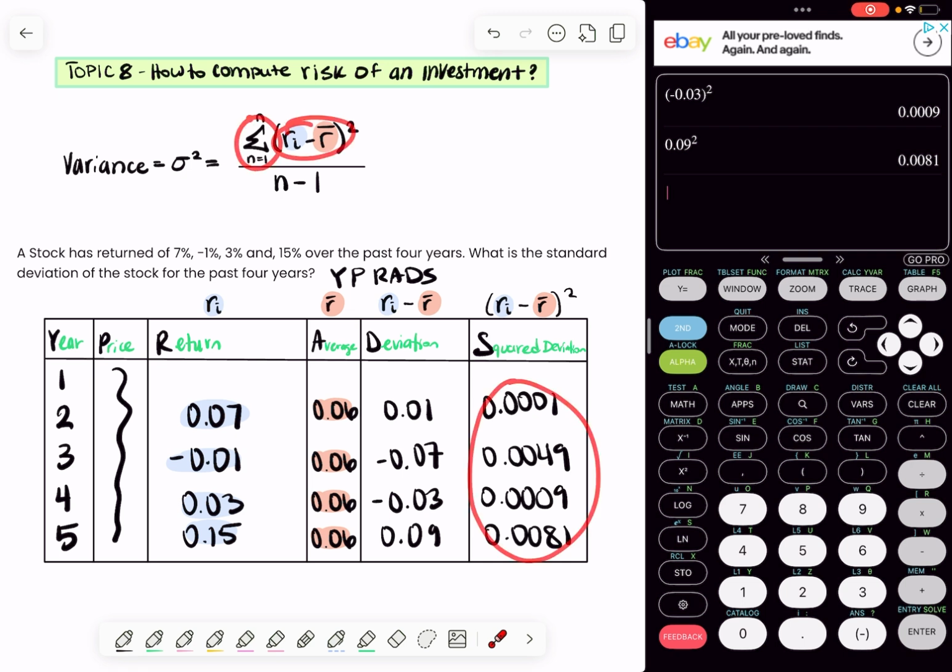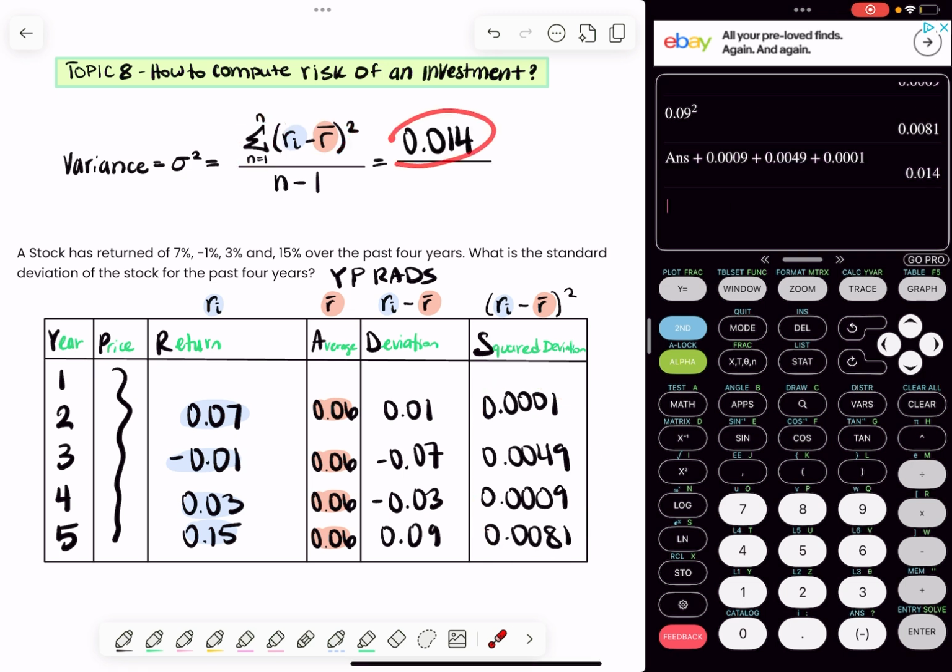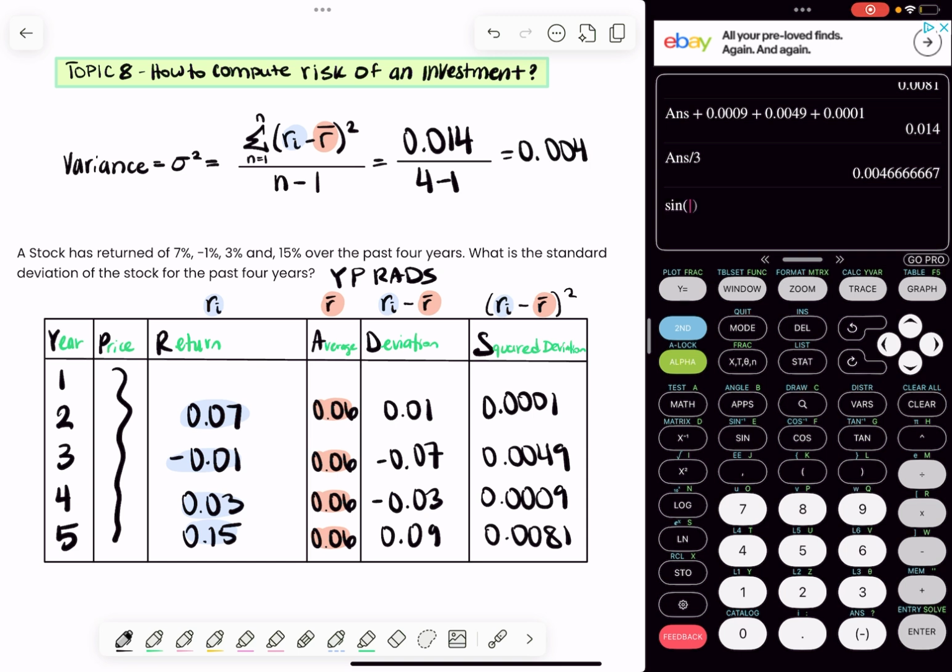Now we just have to add them all up. And when we do that, we get 0.014, and then we have to divide by however many returns we have, which is 4, and then minus 1, which is really 3. And we get 0.004, and then 7 rounded. That is equal to our variance right over here.